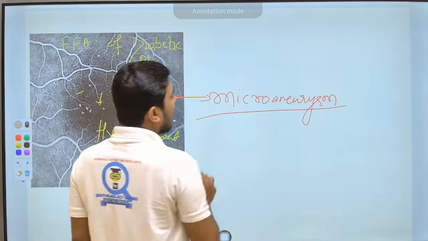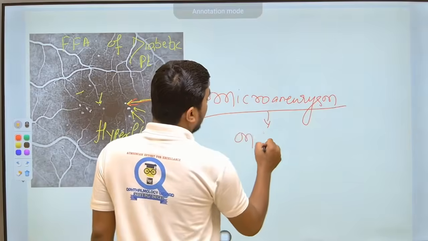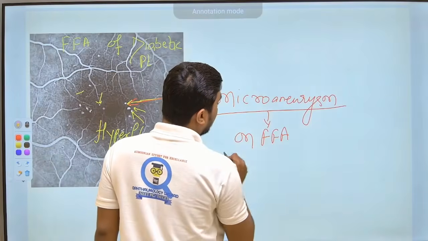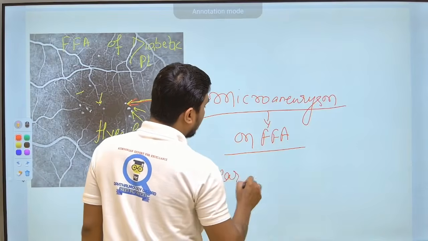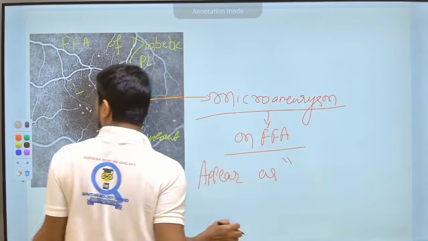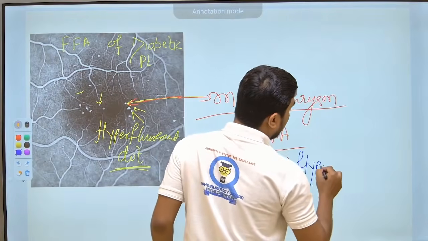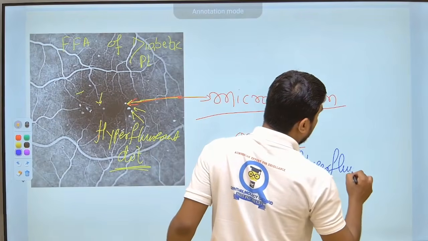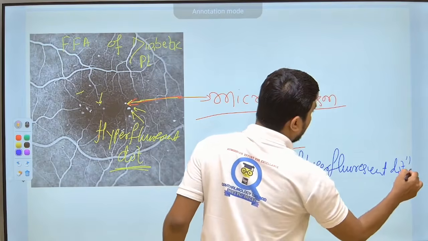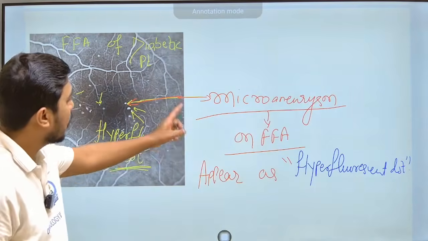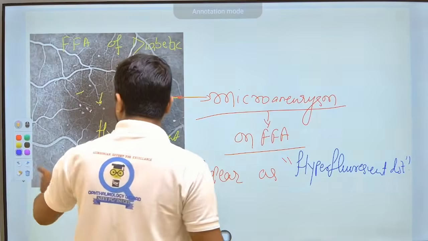They have asked you how microaneurysm appears on FFA. So microaneurysm on FFA appears as a hyperfluorescent dot. This is an MCQ. Okay, you have to understand this point.